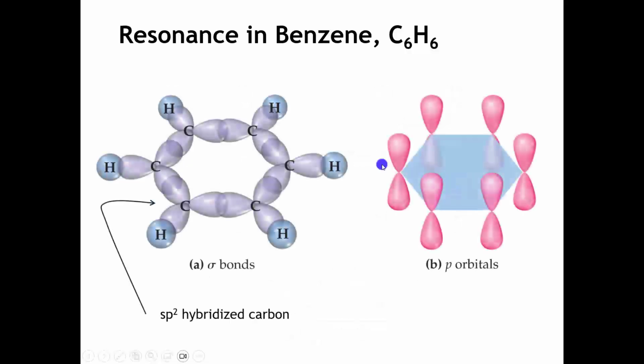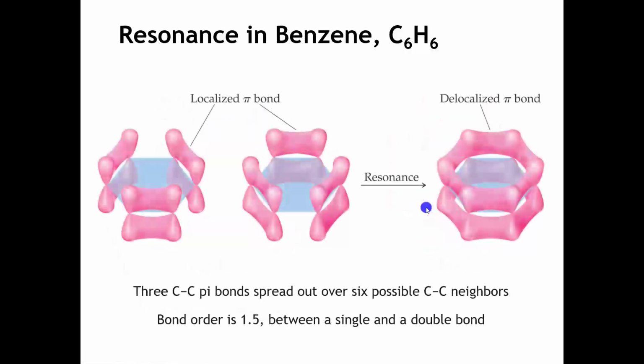Here's a picture which shows us the sigma bonding network in benzene, and then our unhybridized p orbitals. But then thinking about how those p orbitals might overlap to form pi bonds, we can think about a picture where in one resonance structure it looks like this, and in the other resonance structure it might look like this, right? So they're just different in the placement of where the double bond is.